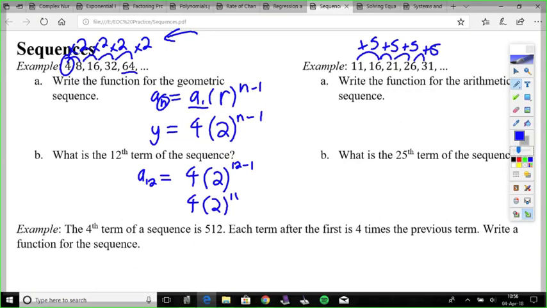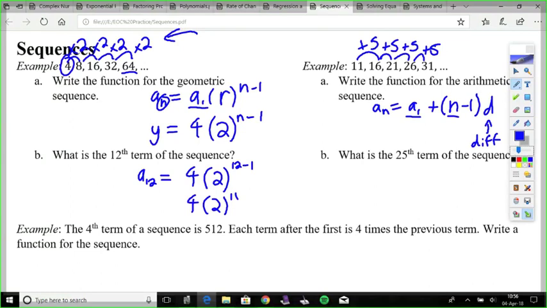Arithmetic sequence is the same thing, except the formula is a little different. The formula for the arithmetic is a of n, which again still means the nth term. So that could be the 5th term, 6th term, 7th term, whichever one you're looking for. It's a1 plus n minus 1 times d. It's pretty much the same thing, except instead of r, we're calling it d. D stands for common difference, but it's the same thing as r. It's how much you're adding by each time. A1 still means the first term, and n still means its position in the sequence. So if you want to find the 17th term, you're going to plug in 17 for n.